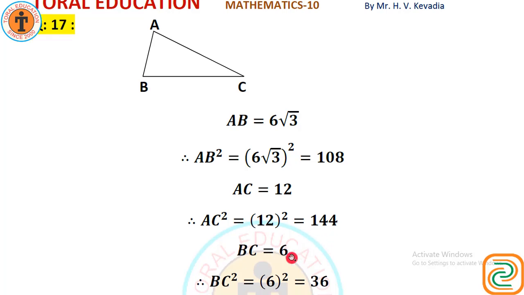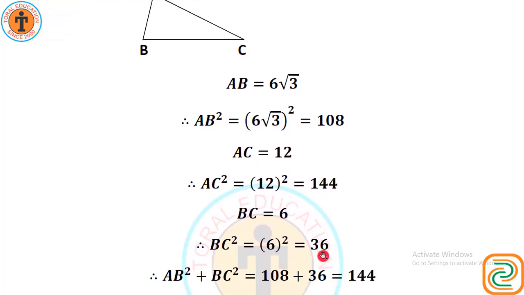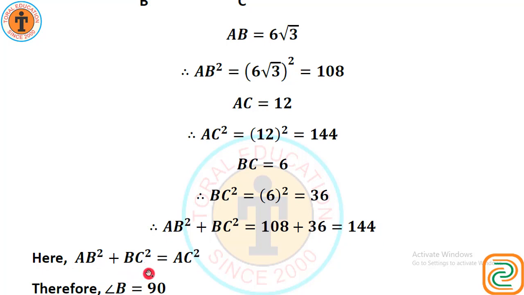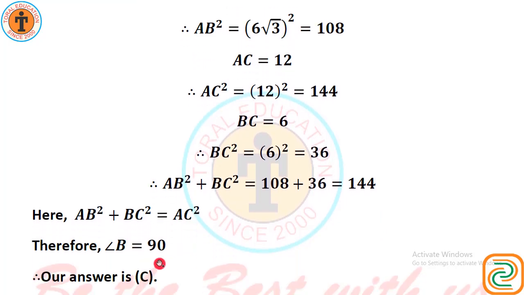BC equals 6, therefore BC square equals 36. Now AB square plus BC square is 108 plus 36, that is 144. Here AB square plus BC square equals AC square. Therefore, B is 90 degrees. So our answer is C.